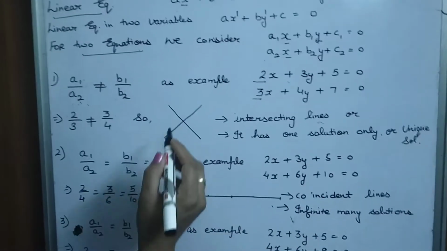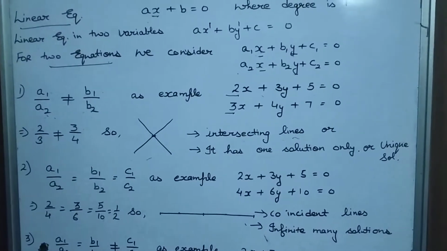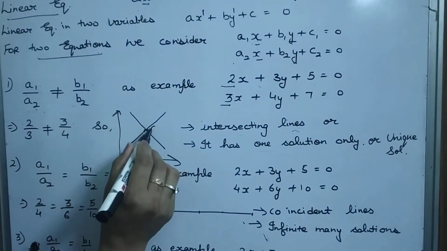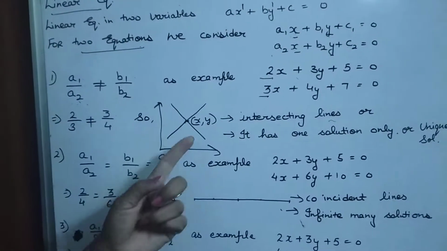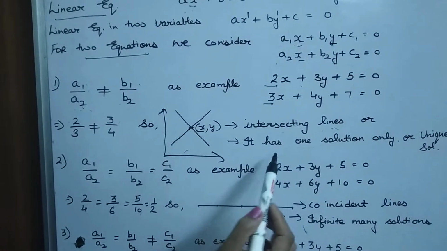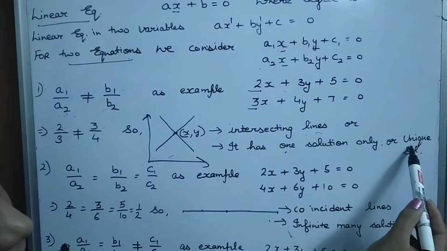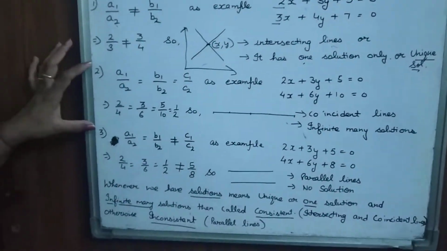What is the meaning of that solution? It is where the lines intersect each other in the coordinate plane. Whatever the coordinates of that point are, those will be the values of x and y. So we say that intersecting lines have one solution, or a unique solution. Now let's consider the second form.